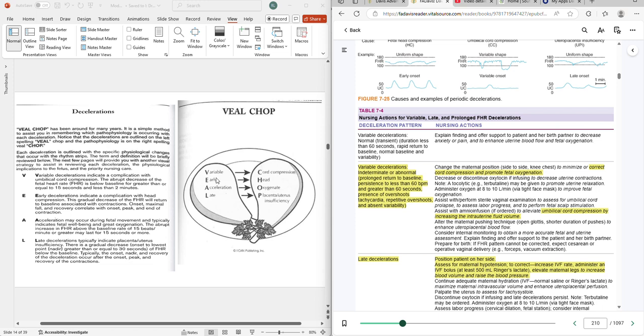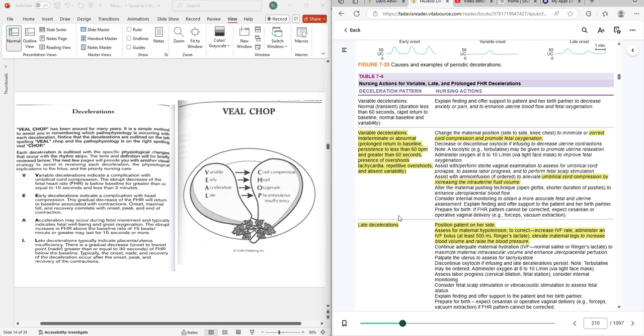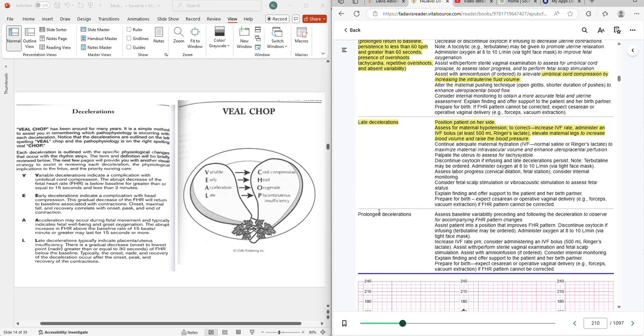Variable lines up with cord compression. Early is head compression, which means everything's okay. They're oxygenating well. We want accels, okay? And then late is placental or uterine insufficiency. And you can see this over here as well. So it's a type of deceleration that happens with the fetal heart rate. Prolonged decels, so this is not good at all.